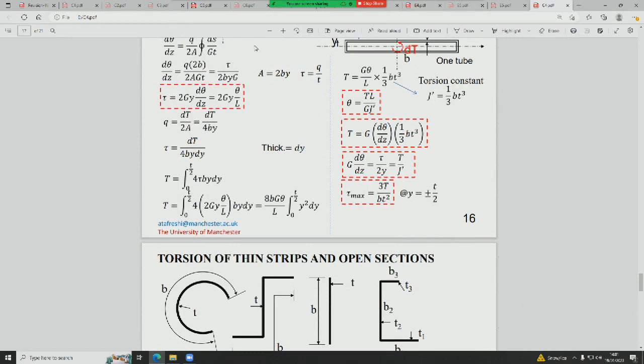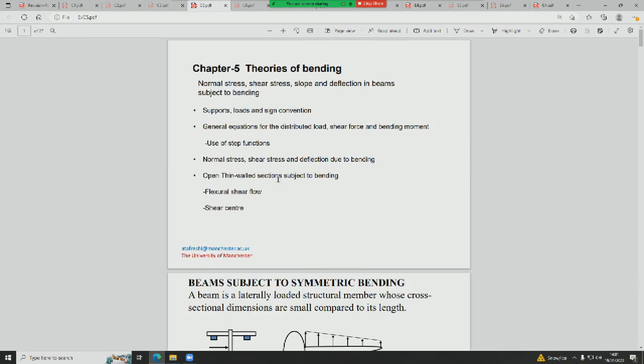So shall we move on to chapter 5? Are we happy with chapter 4? So in chapter 5, you analyze sections which were subject to bending. In chapter 5, it doesn't matter if the section is a thin section or a thick walled or solid section. We just use the same sets of equations to find normal stress, shear stress, slope, and deflection. The only difference is when the section is open, and obviously it's better to use a shear flow rather than a shear stress. And we can also make some approximation in calculation of the second moment of area.